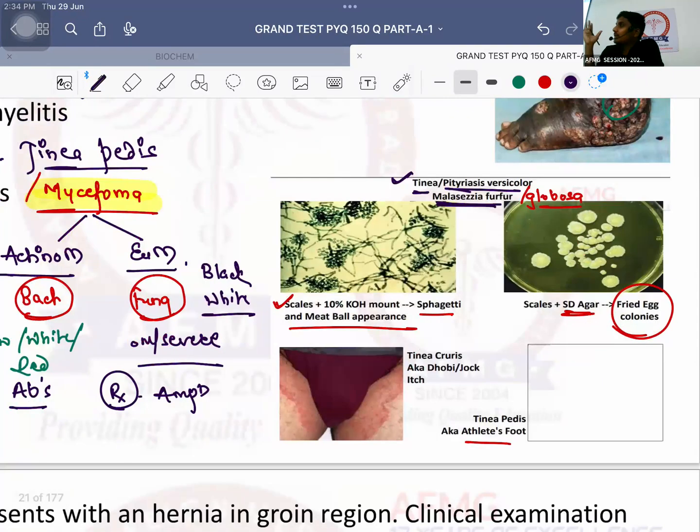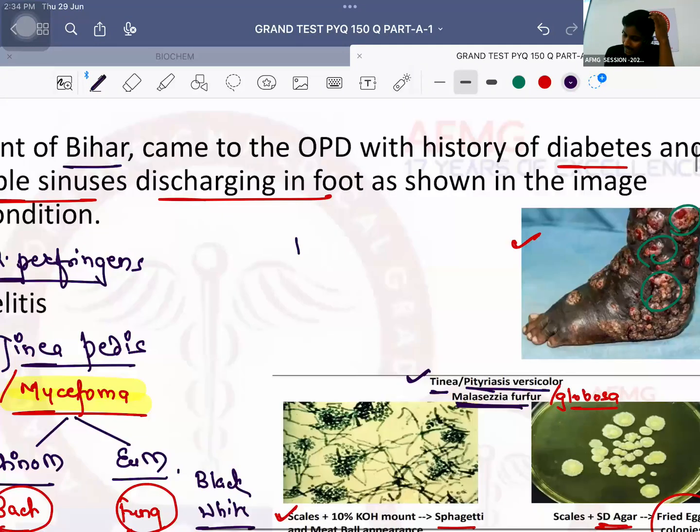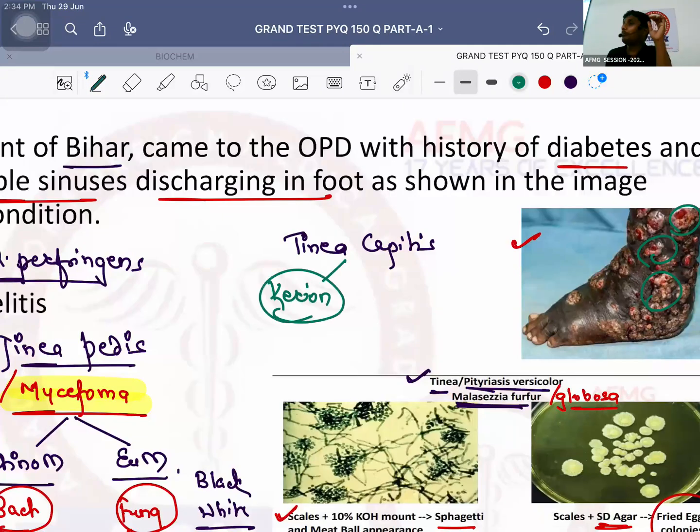Tinea can also cause tinea unguium, that is infection of the nail. Tinea manuum, that is infection of the hand. Tinea cruris, that is infection of the groin or pubic region, also known as jock itch. Most important, tinea capitis. Tinea capitis is infection of the scalp. Tinea capitis is of two types. One is kerion. There will be a boggy, painful scalp swelling. And second, yellow colored cup shaped crust, known as favus.